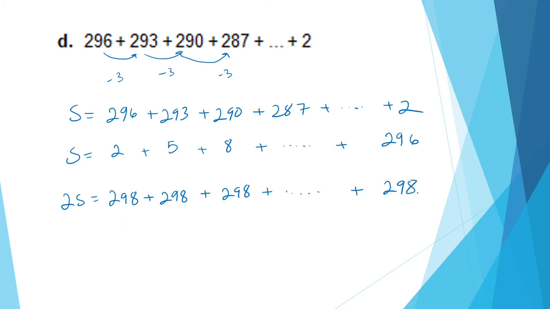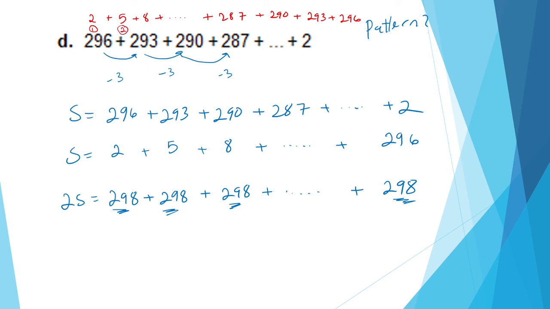Now the question is how many 298s are there? We'll have to look for a pattern again. You can see in part D they wrote it backwards, so they're trying to trick us here, but remember the sum forwards or backwards should be the same. So let's write it in the right direction. 2, the next number should be 5, 8, and then it should go all the way up to 287, 290, 293, and 296. Now if it ended in 2, there would be only one number. If it ended in a 5, there would be only 2 numbers. If it ended in an 8, there would be 3 numbers. Now we'll have to find a pattern. Pause the video and see if you can find a pattern.